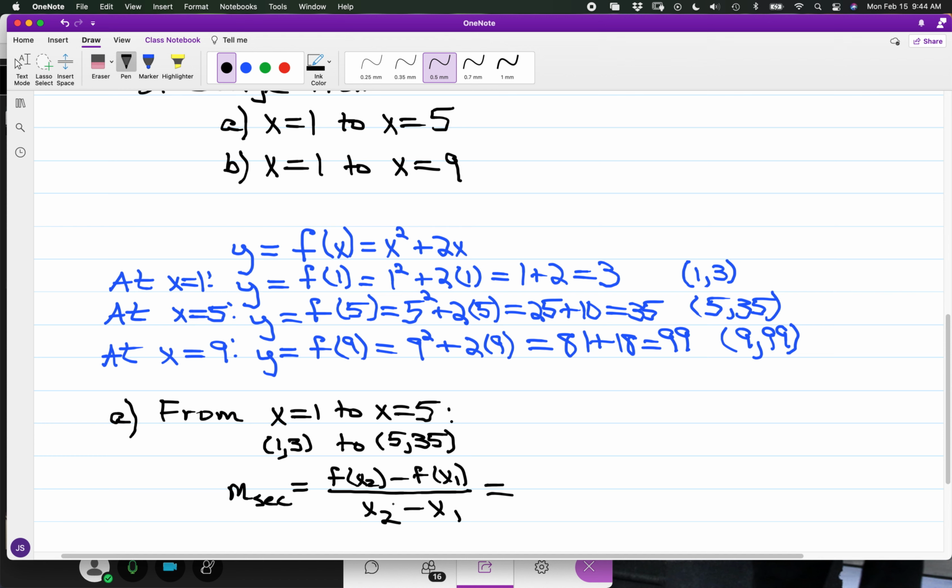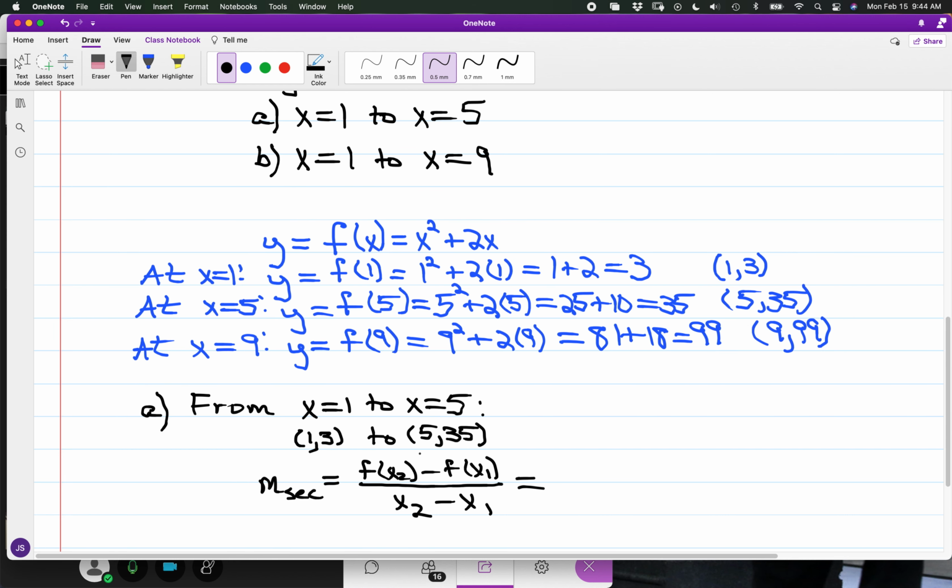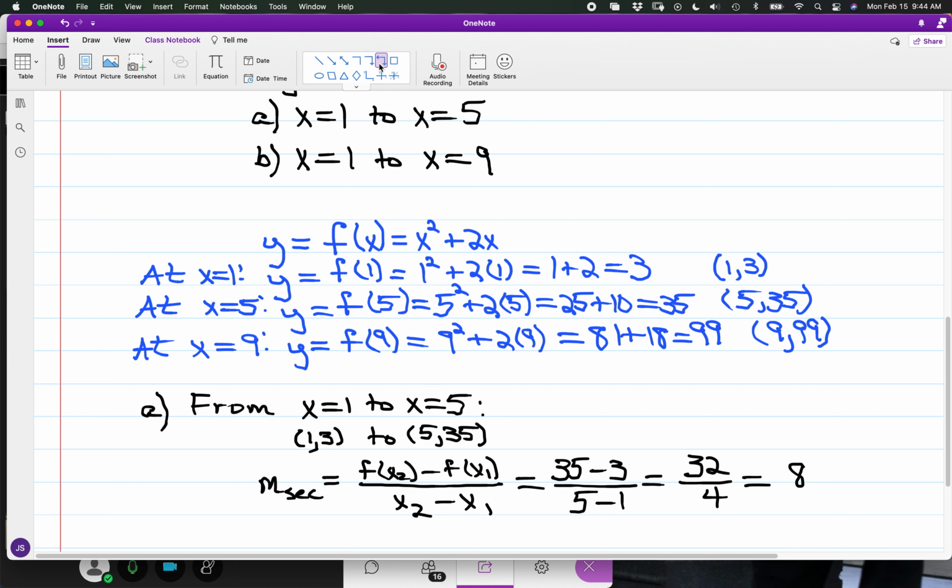Again, you have your formula of y2 minus y1 all over x2 minus x1 for the change in y. Going from 3 to 35, we have 35 minus 3 all over x2 minus x1, so this will be 5 minus 1. For the average rate of change, we're looking at 32 over 4. So the average rate of change between x equals 1 and x equals 5 is going to be 8.